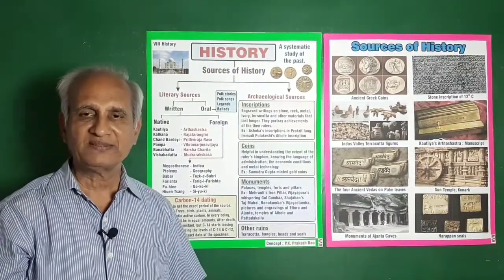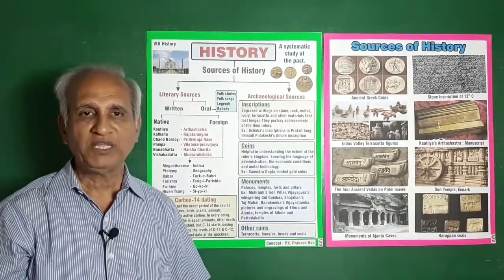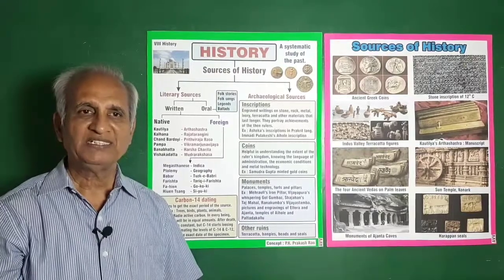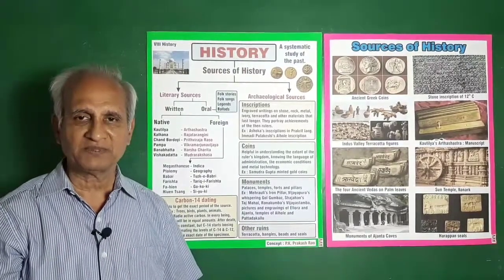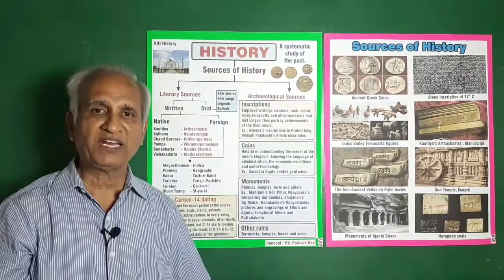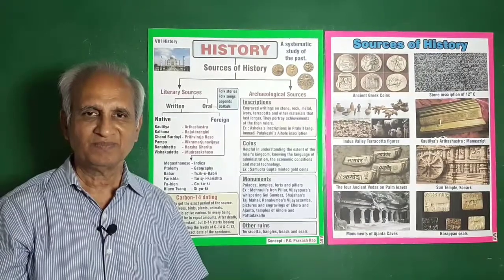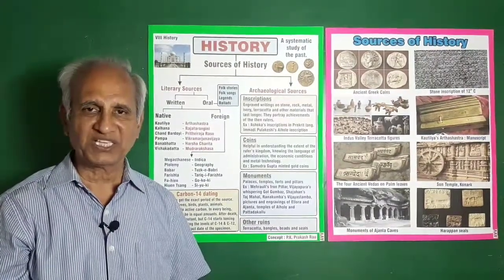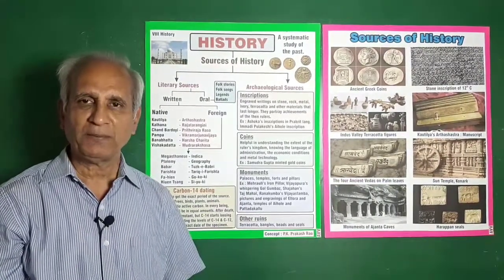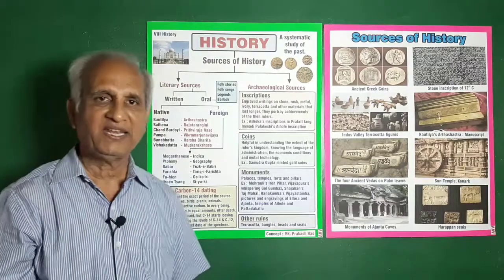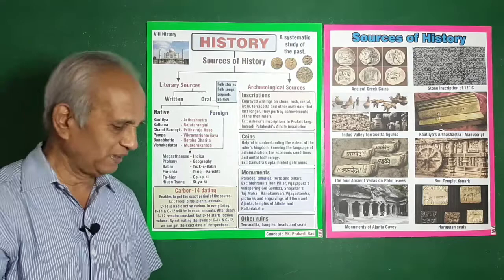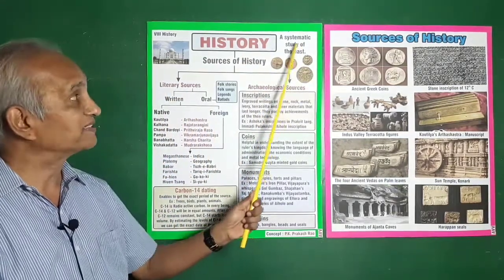The kings and queens, their armies, how they administered their kingdom, how were the day-to-day activities in their kingdoms, how did the kings look after the welfare of their people, how were things in those times. All these are related issues about which we discuss in history. So history is a systematic study of the past.